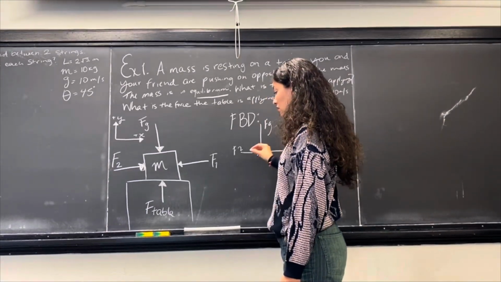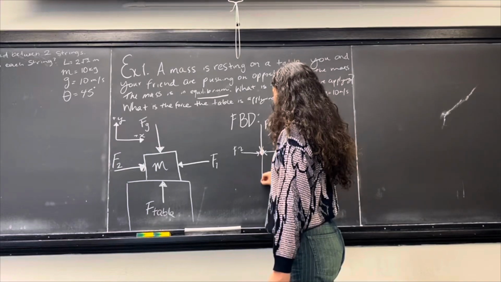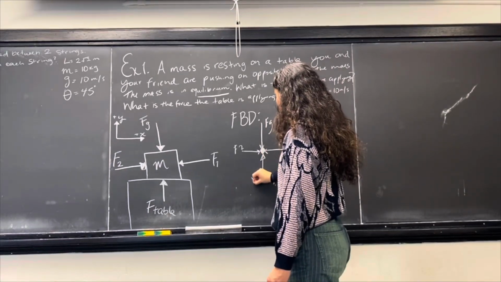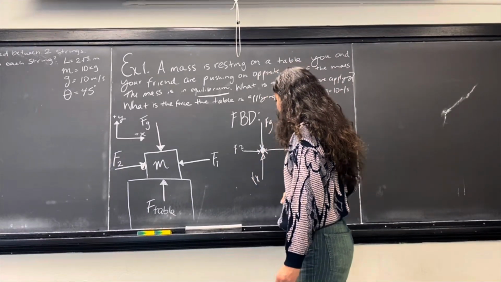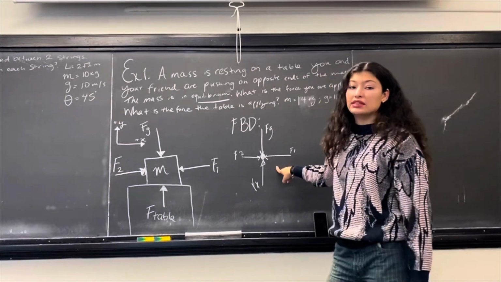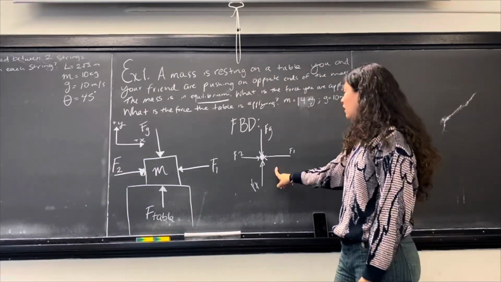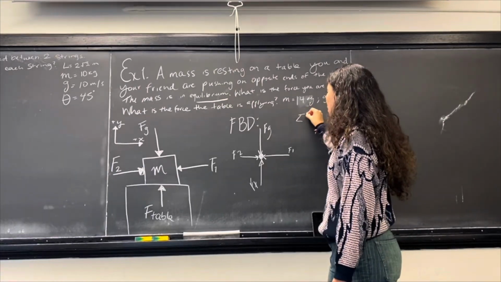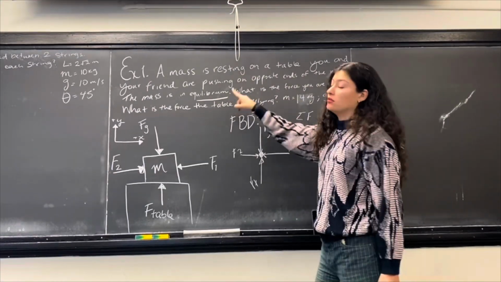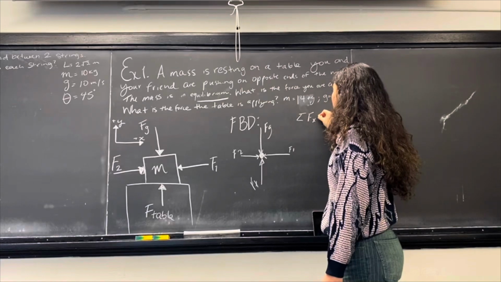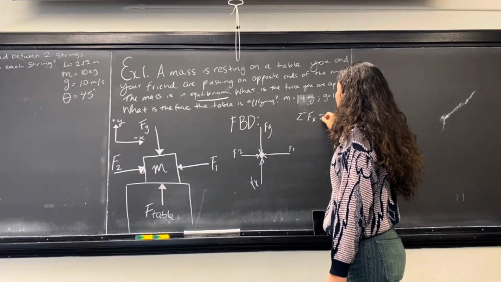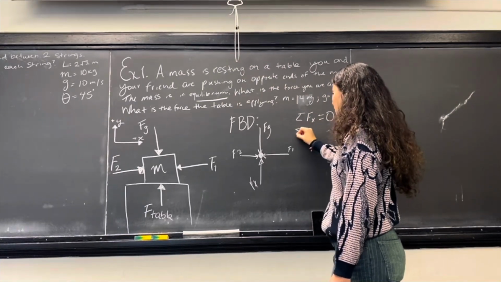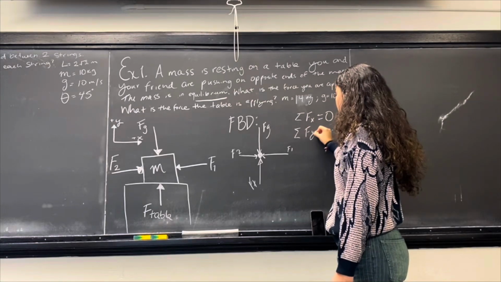And normal force from the table acting upwards. So from here, we can set up our system of equations. Using Newton's laws, we know that when in equilibrium, the sum of forces in x must be equal to 0, and the sum of forces in y as well.